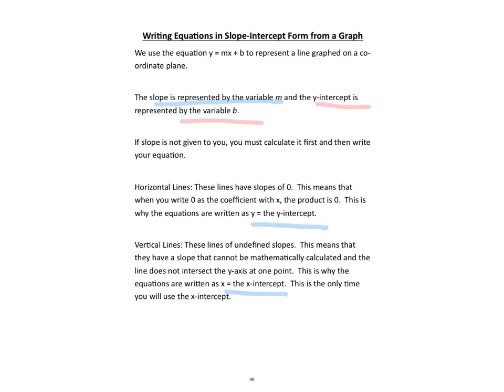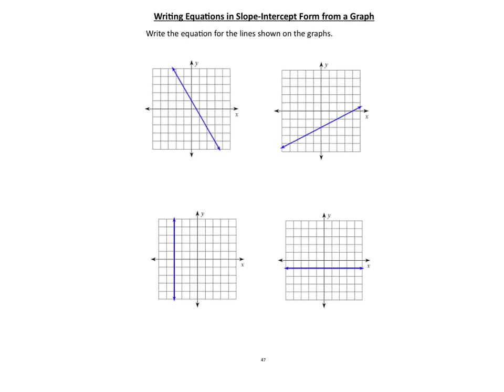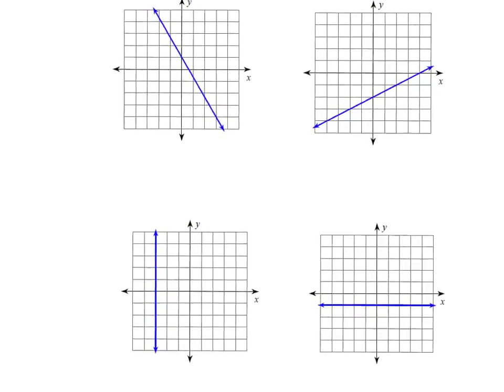Y equals a number. For vertical lines, the lines have undefined slopes, and that means that they have a slope that can't mathematically be calculated. And the line's not going to intersect the y-axis at one point. It will either not intersect at all, or it will intersect at every point because it's on the y-axis. So the equations are written x equals, and it's the only time you're ever really going to deal with the x-intercept. So we are asked to write the equations for these 4 graphs.